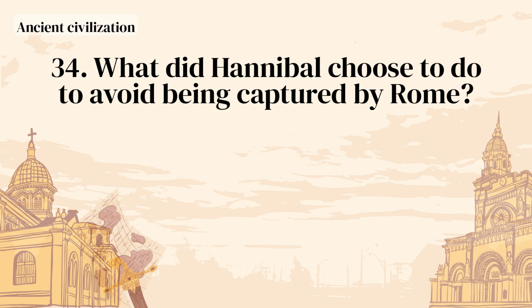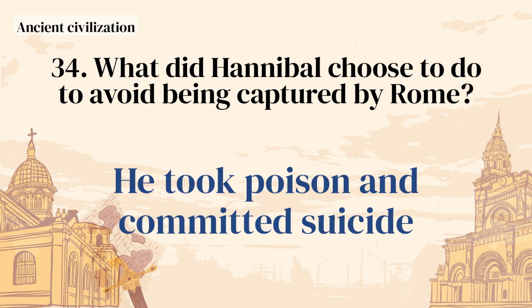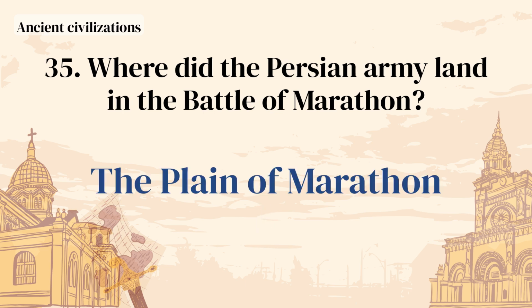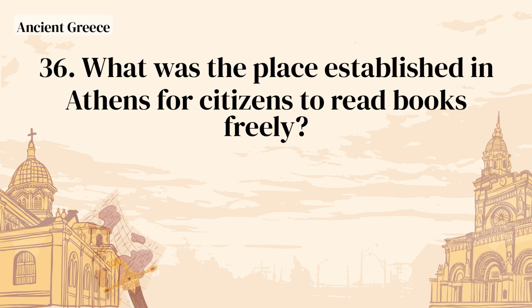What did Hannibal choose to do to avoid being captured by Rome? He took poison and committed suicide. Where did the Persian army land in the Battle of Marathon? The Plain of Marathon. What was the place established in Athens for citizens to read books freely?